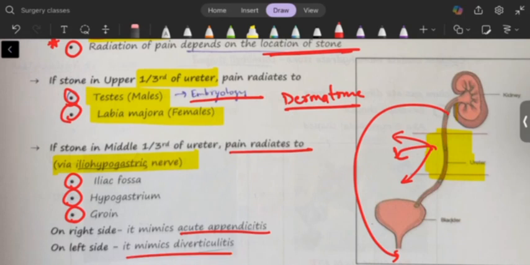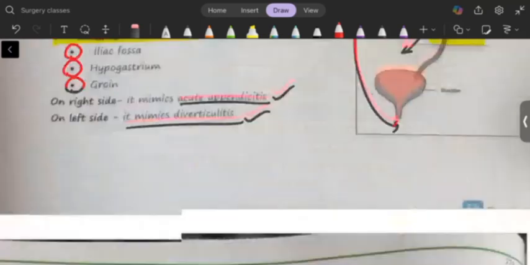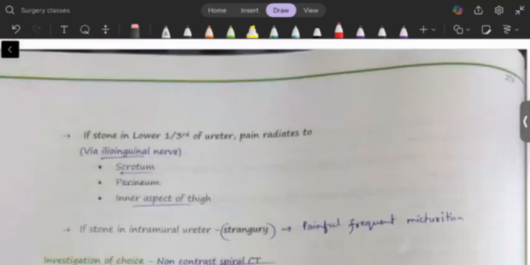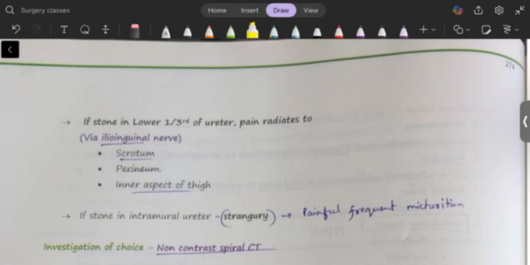Lower on the right side, it mimics acute appendicitis. If the stone is on the right side, the pain will be in the iliac fossa, so it will be mimicking acute appendicitis. On the left side, if there is a stone, there will be diverticulitis-like features. Okay, if the stone is in the lower 1/3, then it will radiate to the scrotum, perineum and inner aspect of the thigh, because of the ilioinguinal nerve.